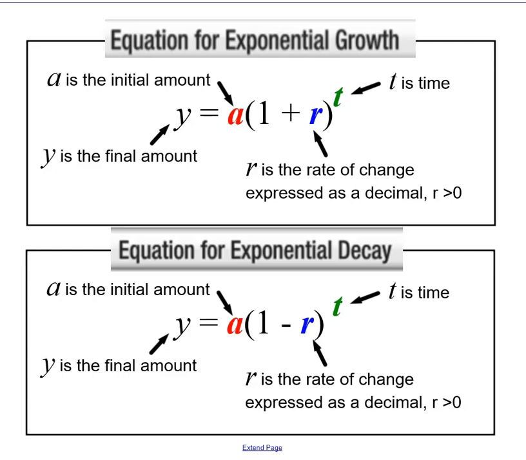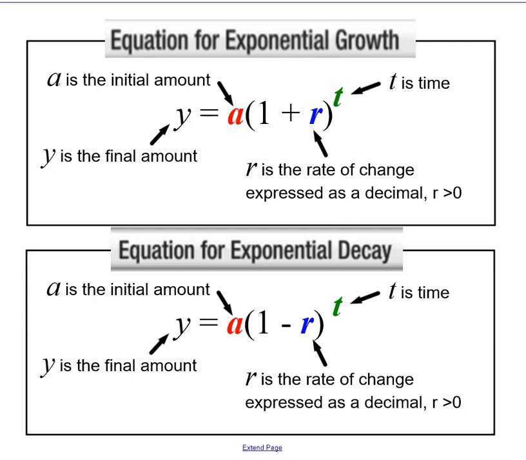This tutorial will explain exponential growth and decay equations. So you notice that the equations are quite similar. The only difference is one is an addition and the other one is a subtraction. An exponential growth is when you have more than 100% of what you started with. An exponential decay is when you have less than 100% of what you started with.